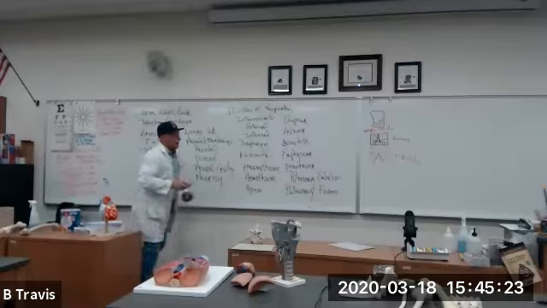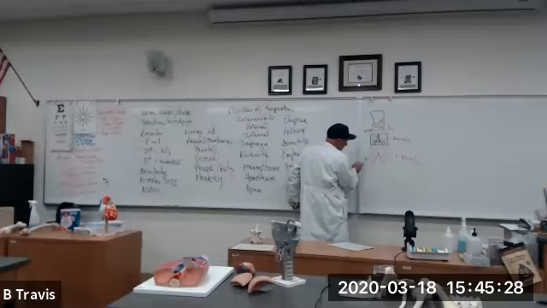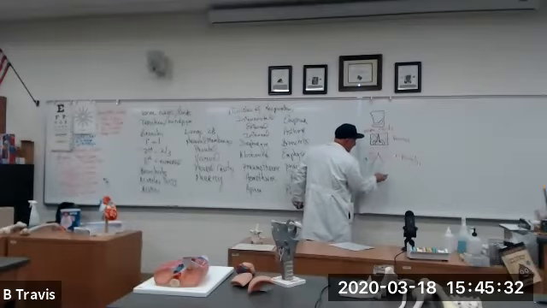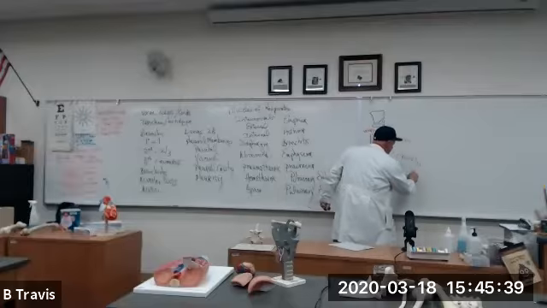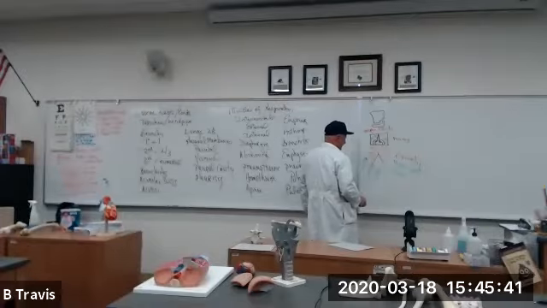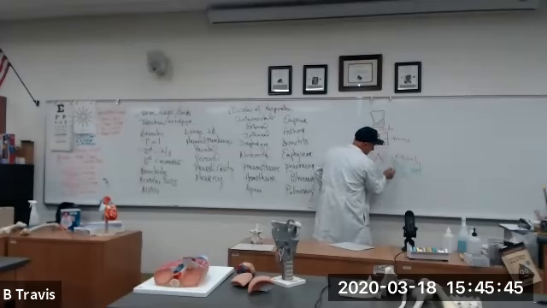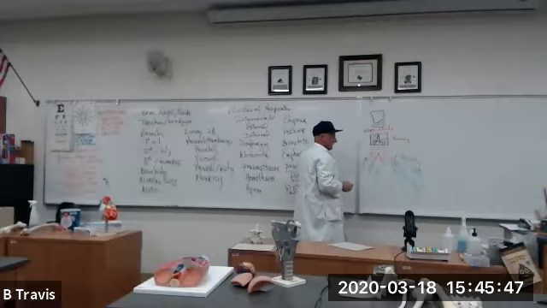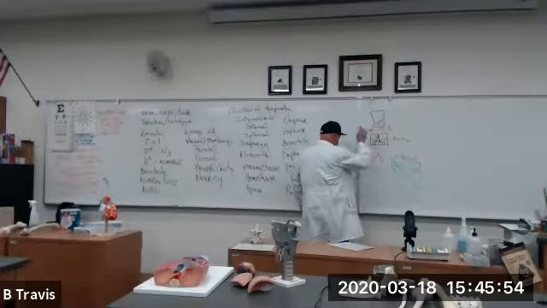Then that subdivides, and I'll do it in green, to 3 on the right, 2 on the left, and those are called secondary bronchi. Each one of those secondary bronchi feed into a lung. That's why the left lung has 2 lobes. The right side has 3.